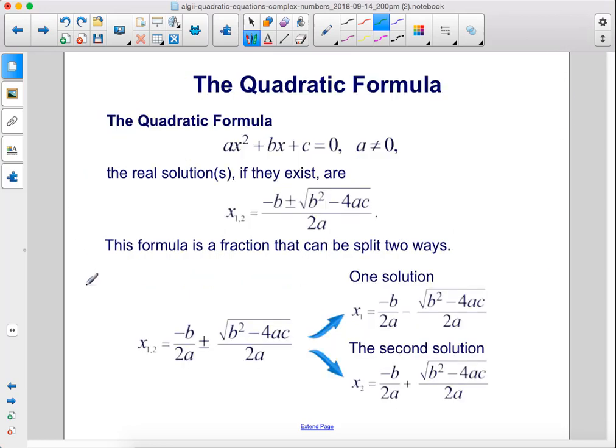This formula is a fraction that can be split two ways. So we have x equals negative b plus or minus the square root of b squared minus 4ac over 2a. But we can rewrite this like this: negative b over 2a plus or minus the square root of b squared minus 4ac over 2a. So one solution would be this plus that here, or this minus this here. So here are our two solutions.